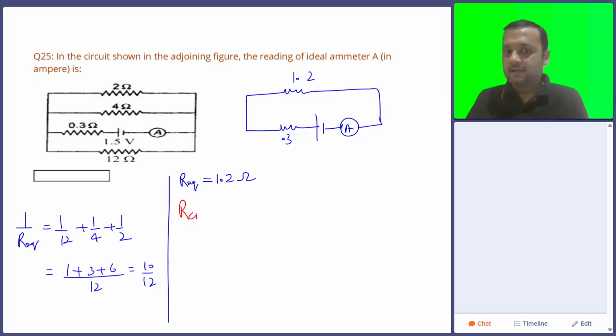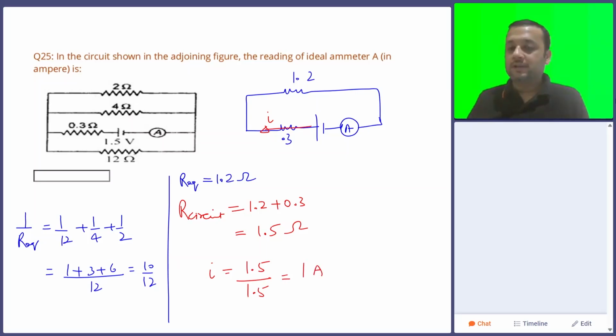So overall R circuit, let me write R circuit. R circuit will be 1.2 plus 0.3. That means this will become 1.5 ohm. Hence we can say that the current that will flow in this direction I is equal to battery voltage, which is 1.5 volt, divided by R circuit, that means equal to 1 ampere. And this 1 ampere will also cross the ammeter, hence the reading of the ammeter will be 1 ampere itself. So the answer for this question will be 1 ampere.